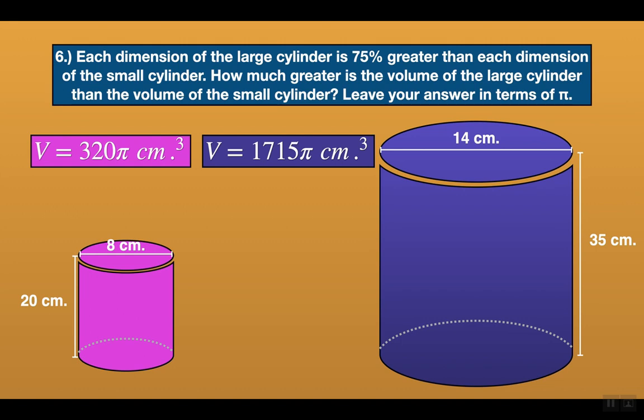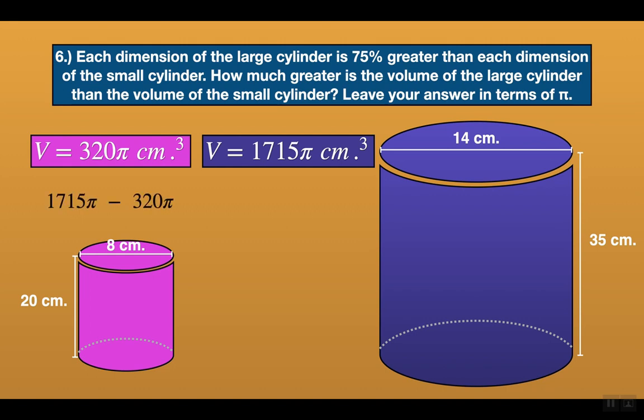Okay, so now that I have the volume of the pink cylinder and the volume of the purple cylinder, I need to figure out the answer to the question. So let's look at the question again. The second sentence asks, how much greater is the volume of the large cylinder than the volume of the small cylinder? In order to find that out, we need to subtract the two numbers.